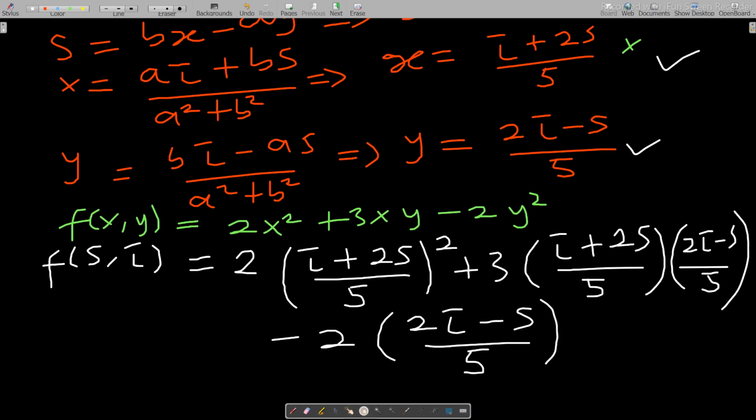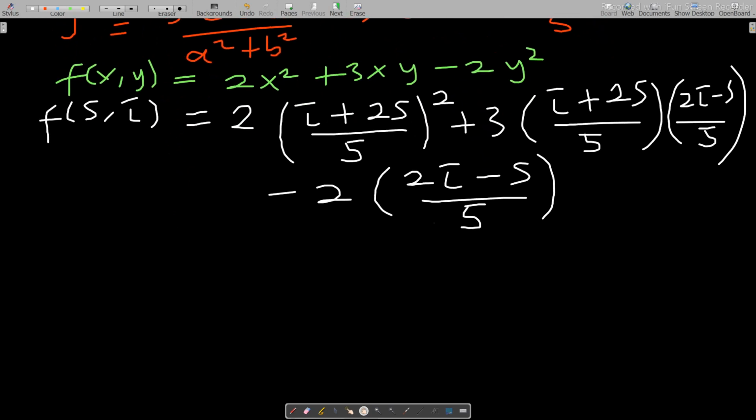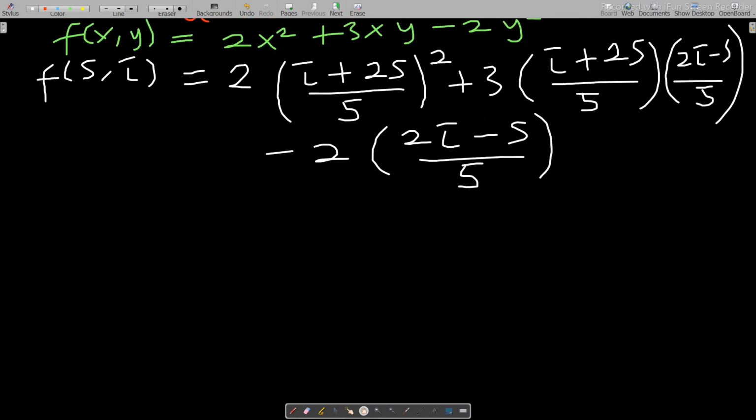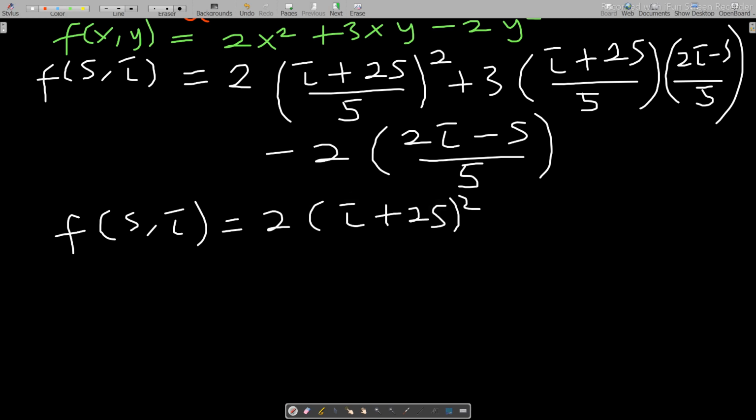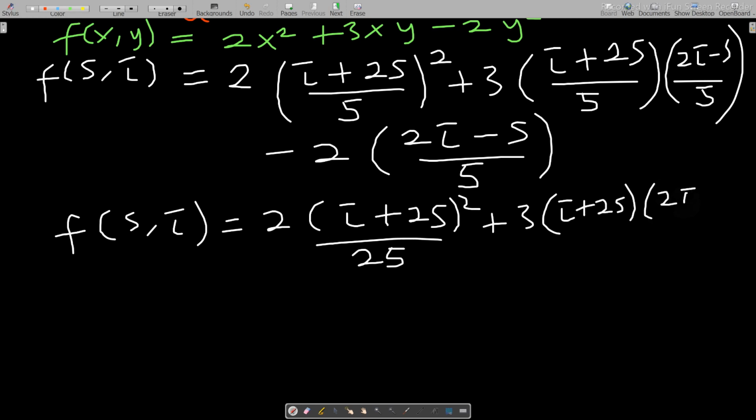Now if you go through this carefully, of which I believe you can, or should we go through it together very quickly? But to save time, let me write the answer for you. If you go through this carefully, you will expand everything. Let me write the first expansion for you so that you'll be able to do it. So the top one will be tau plus 2s all squared over 25 for the first one, plus 3 into tau plus 2s, then 2 tau minus s all over 25.